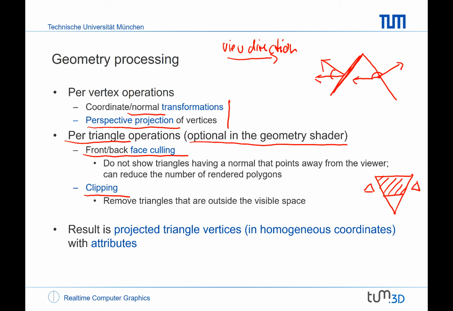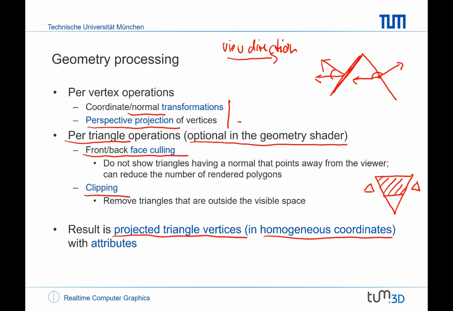You can just say, and that is what clipping does: whenever it can be decided that an entire primitive, an entire triangle, is outside the portion of the 3D space that is going to be rendered, then we just clip it away. So we remove it so that these triangles do not have to go further through the rasterization-based rendering pipeline. And the result of that geometry processing stage is then the projected triangle vertices in homogeneous coordinates, whatever this is. We will look at this later on, with their associated attributes.